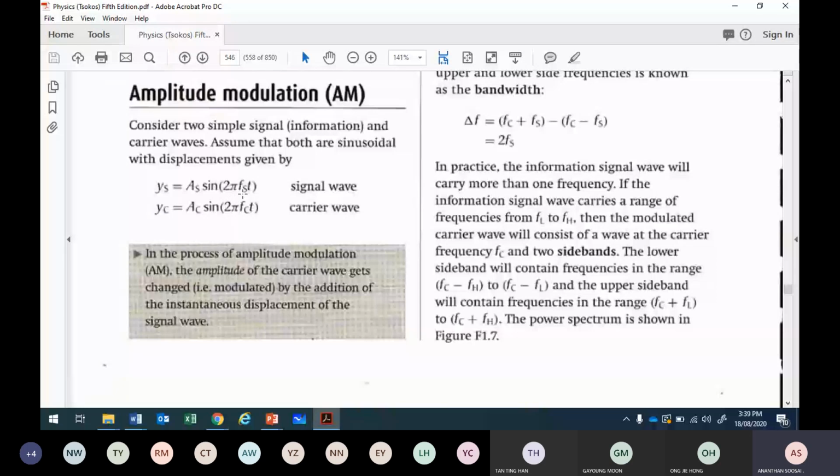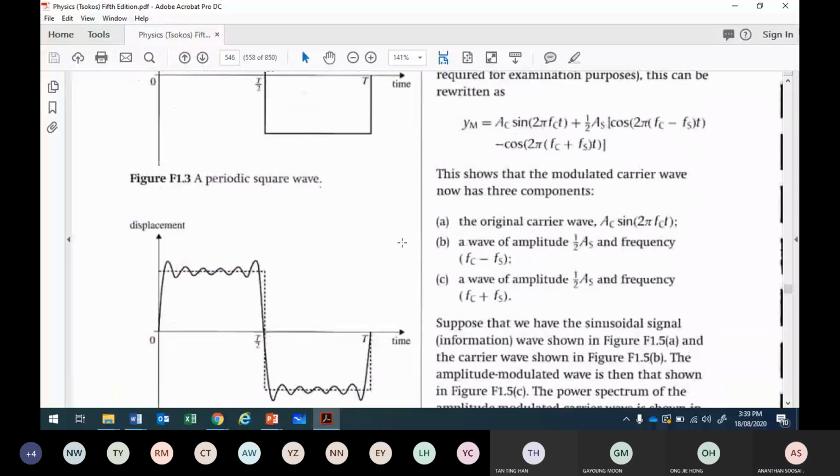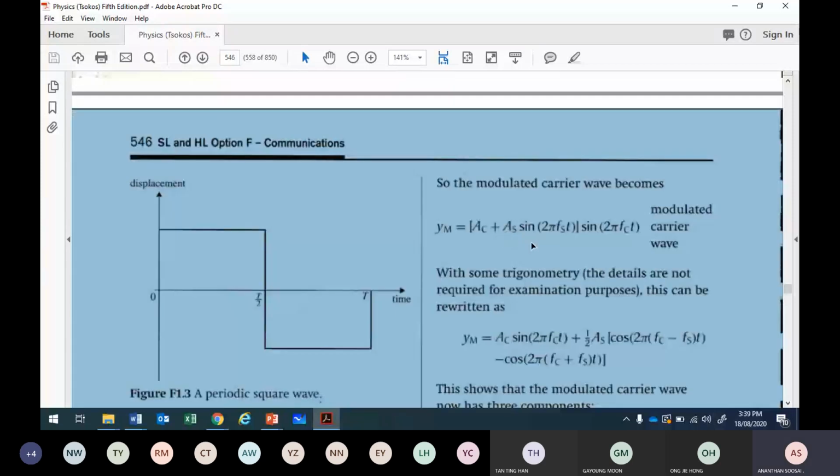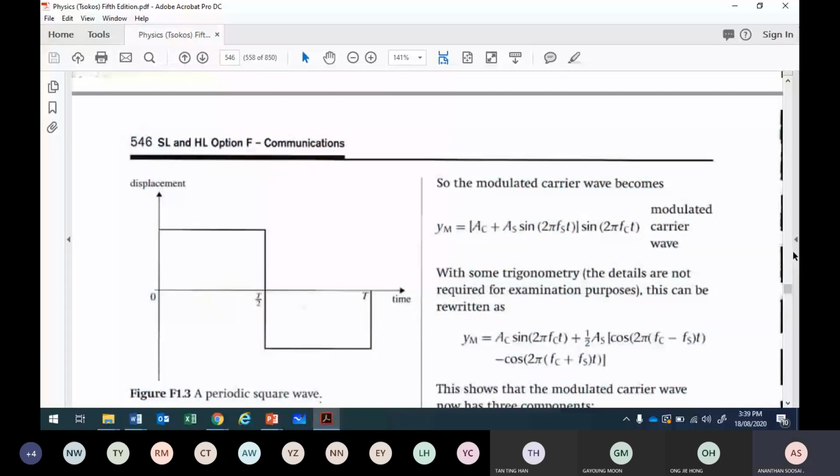And yc is your formula for the carrier. In amplitude modulation, this amplitude will be added into the carrier like this. You see the formula? This is a modulated formula. This is the carrier. You see the AC sine 2 pi FC t. This is the carrier. So the carrier was added here.